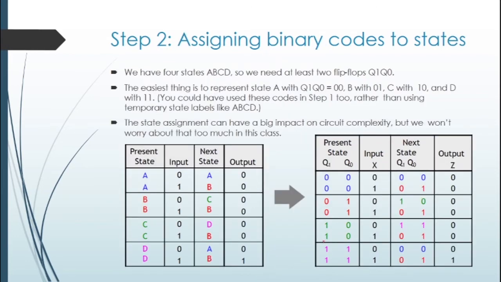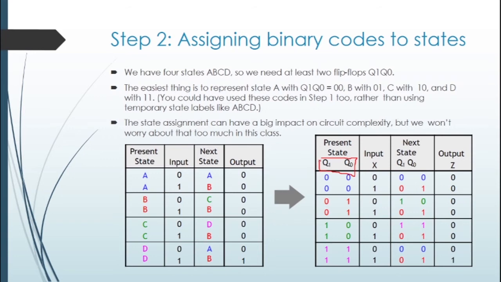So from this, because we have got 4 states, we can have 2 state elements. From here we can use Q0 and Q1 as the 2 state elements. We put 0 0 for A, 0 1 for B, 1 0 for C, and 1 1 for D. The 4 states are represented by the state elements Q0 and Q1. So this is done.